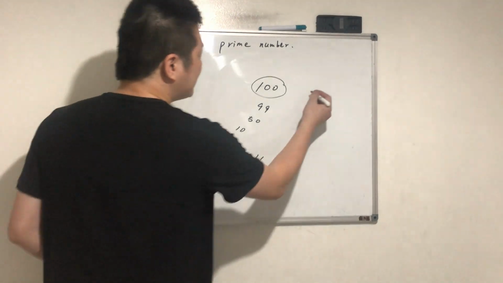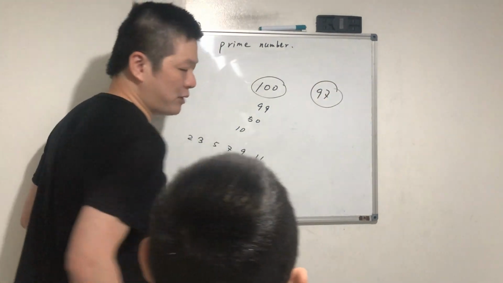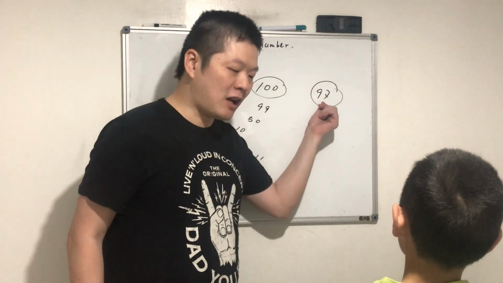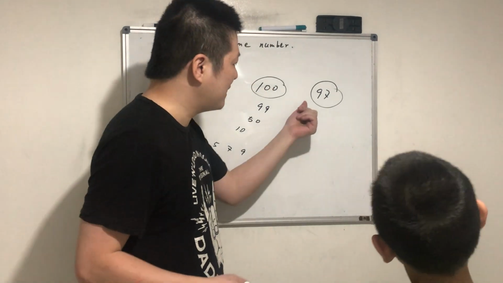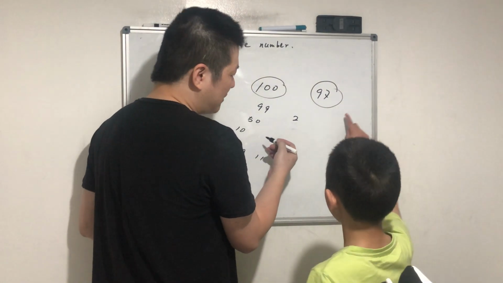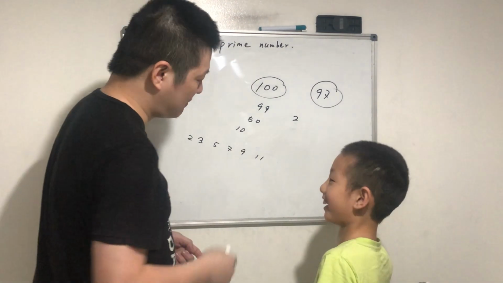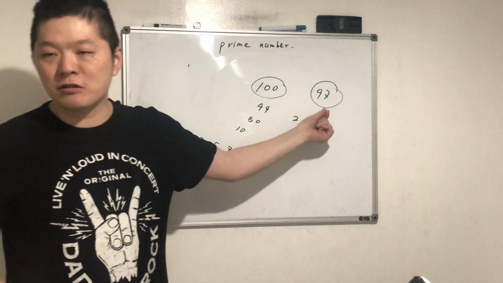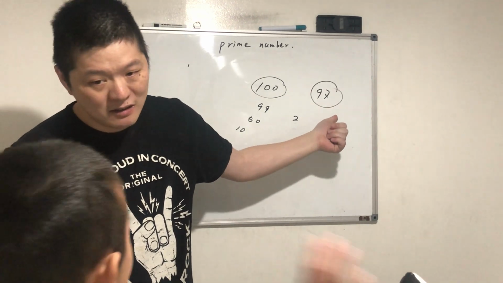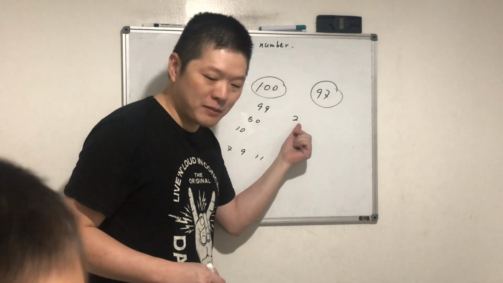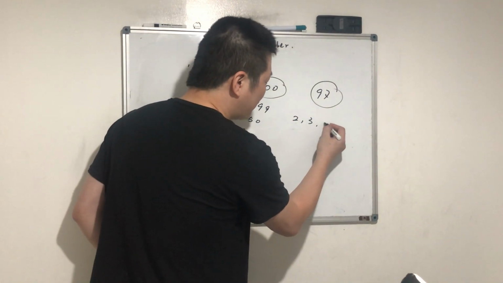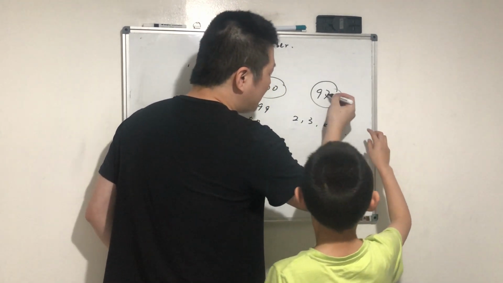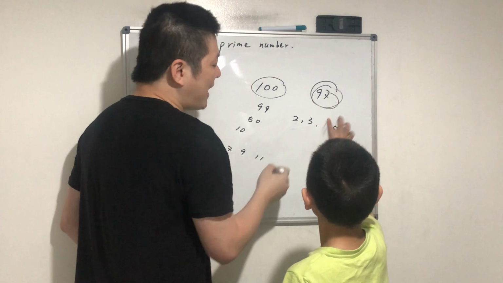For example, 97 is the largest prime number under 100. But how do you know 97? Because we started from 100, then 99, then 98, then 97. But suppose we don't know 97 is a prime number. Then we need to check numbers from 2: 2, 3, 4, 5, to see if 97 can be divided. You don't need to check 4.